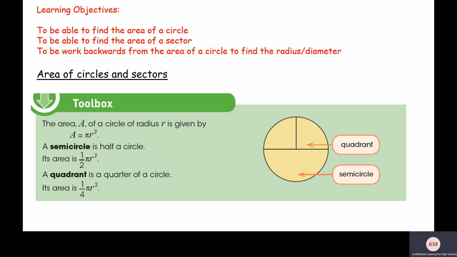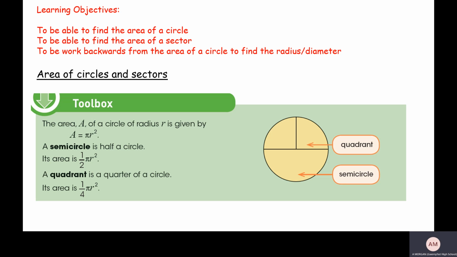And if you want to find the area of a semicircle, because that's half a circle, it would just be half times pi r squared. And a quadrant, that's a quarter of a circle, that would be a quarter times pi r squared. So a semicircle and a quadrant are examples of sectors because it's just a piece of a circle, half a circle, a quarter of a circle. Any sort of fraction or percentage of a circle you can think of is a sector.